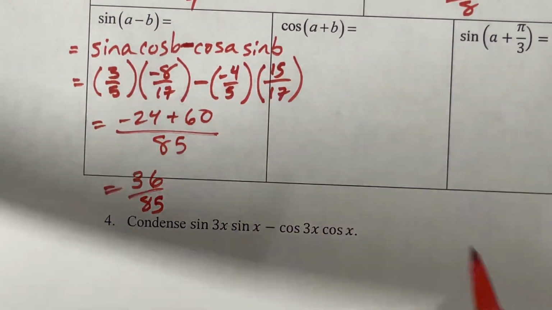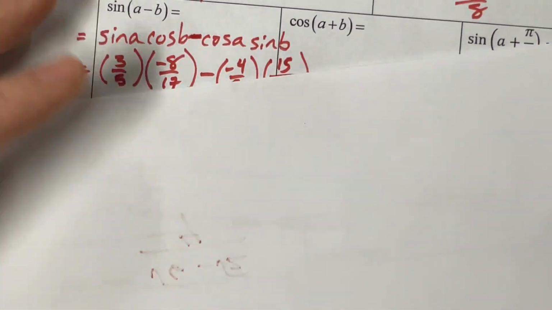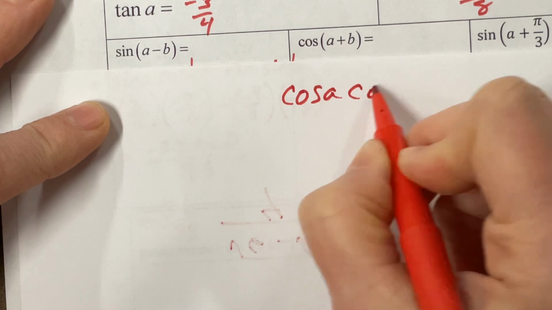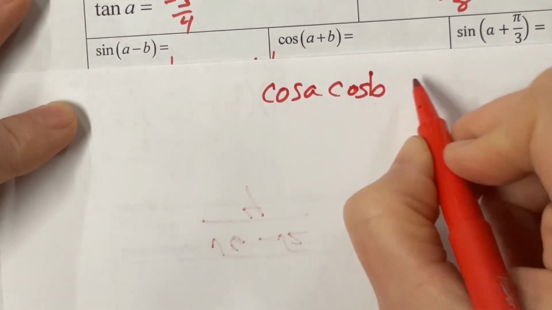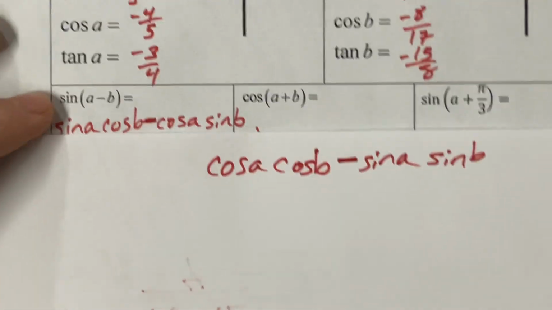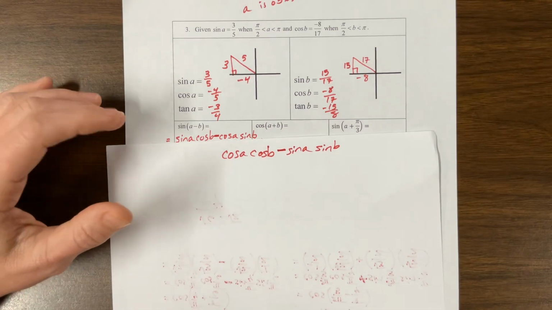Let me just give myself more space. So cosine is cosine, sine, with the opposite sign. Oh, I was trying to write the B too soon. Okay, I'm a little too zoomed in. My apologies. There we go.